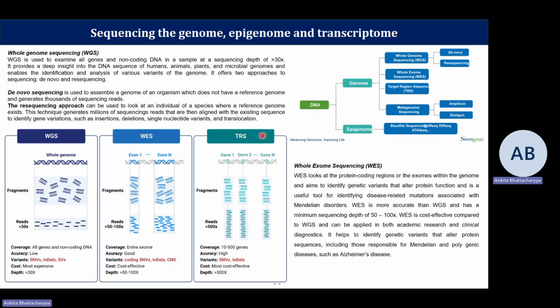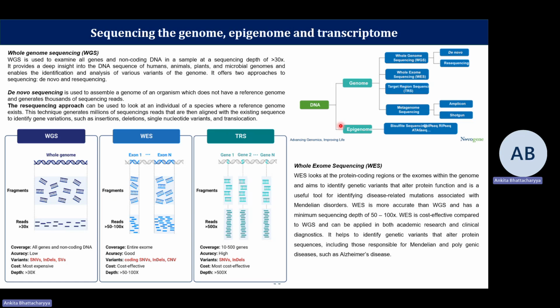Then we had begun our discussion on sequencing the genome, epigenome, and the transcriptome, and we understood the contrast between whole genome, whole exome, and the resequencing approach as well. So, target region sequencing or TRS. So basically, what you see, whole genome sequencing, as the name suggests, examines all genes including non-coding DNA as well at a sequencing depth, which is usually lower than what you would opt for when you're performing WES.